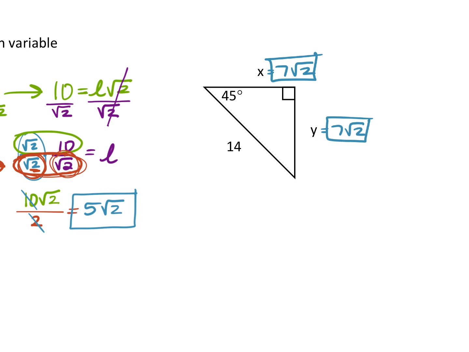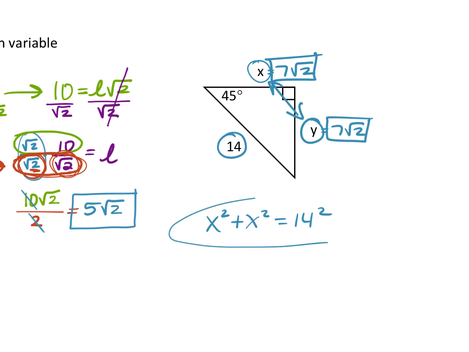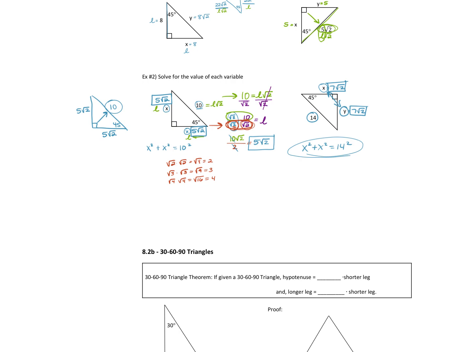Now, if you forget that, if you forget the shortcut, the Pythagorean theorem still exists. The issue is you cannot say x squared plus y squared equals 14 squared. So what do you have to do? What do you know about x and y? They're legs. They're the same. So just call it x squared plus x squared equals 14 squared and then solve for x, and x will equal y. Okay? So if you want to do the Pythagorean theorem, it will absolutely work. I don't recommend it because there are much quicker ways to get there, but you can do it. Okay?